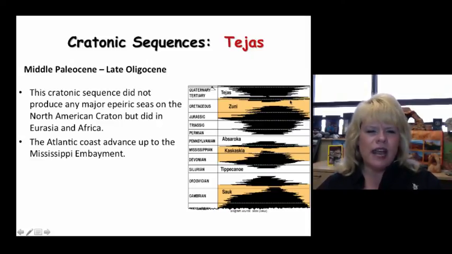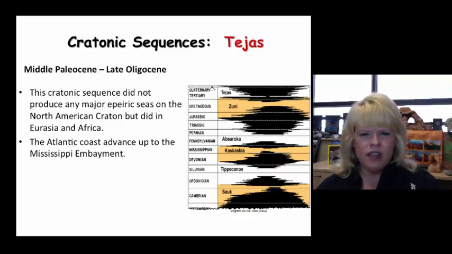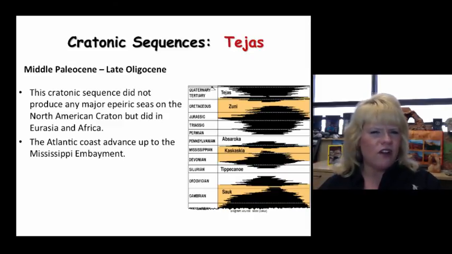Not the same story in Africa and Eurasia. A little bit more extensive rock deposition there. The Atlantic coastline only advanced up the Mississippi embayment. That's as far north as the sea transgressed, so most of the craton was exposed. That's why you see such a big black blob. Notice though you see white in the small section right in here, indicating that's where the Mississippi River Valley would have been. We will be learning more about each of these cratonic sequences throughout the semester, but you need to know when they begin and when they end for test purposes.